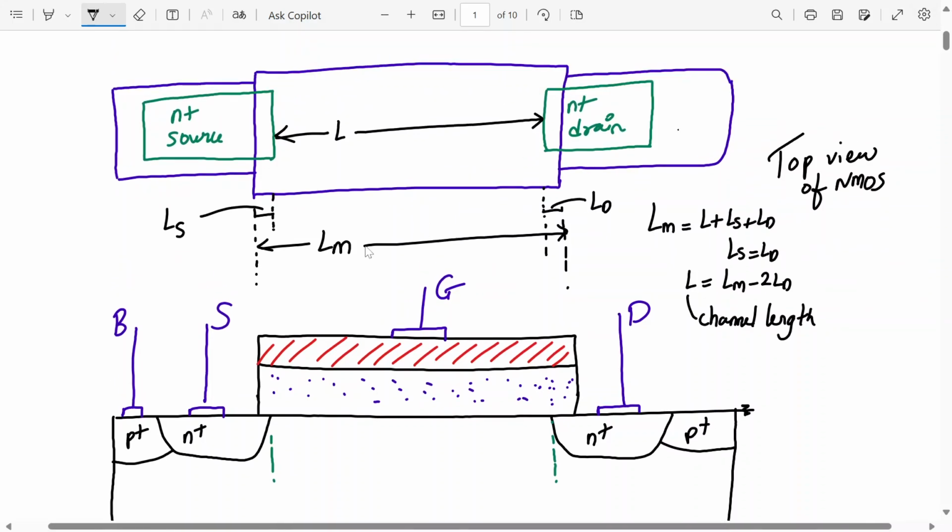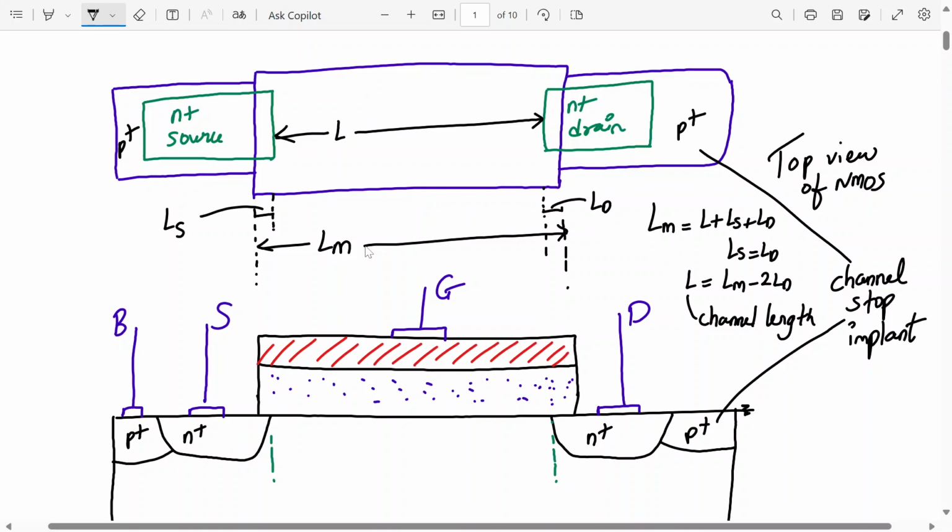So this is called the P plus area. Here also we have a P plus, so that anything connected to the left or to the right adjacent of this MOSFET does not create an illegal channel formation. So these regions, here, over here and over here, are called the channel stop implant. Okay, so this is my top view of the MOSFET.